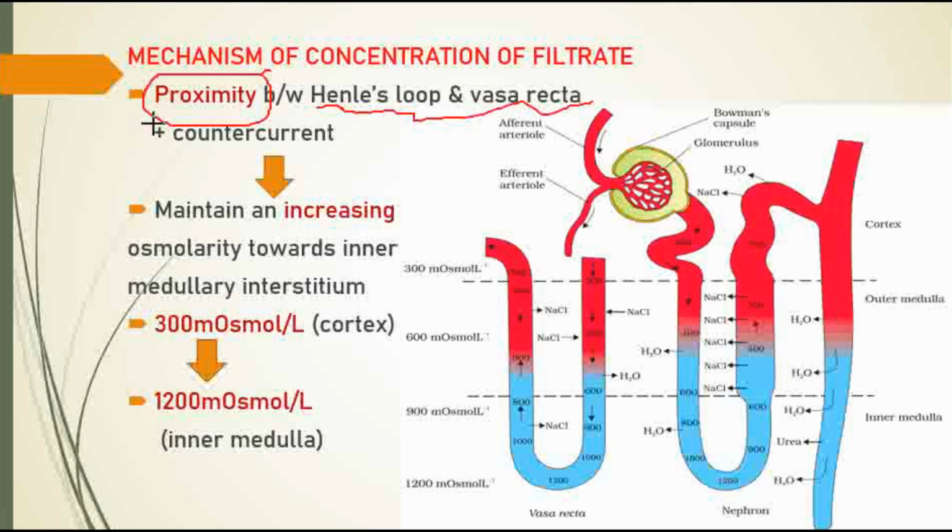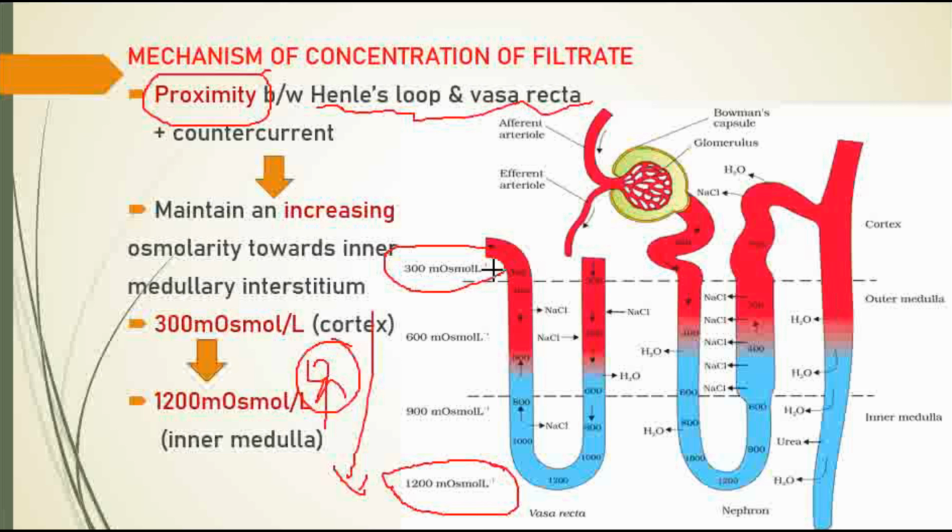From top to bottom, in the cortex it is 300 osmoles per liter. Going down it keeps increasing: 300, 600, 900, 1200. So it has increased in the inner medulla. This is how the osmolarity is. Because of Henle's loop and the counter current mechanism, they maintain this high osmolarity. From top to bottom there is an increase in osmolarity.